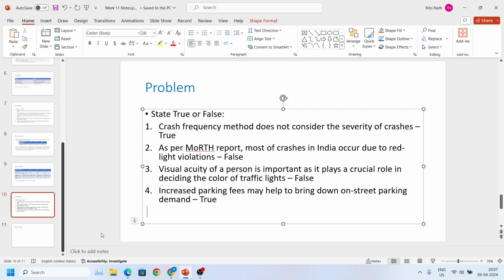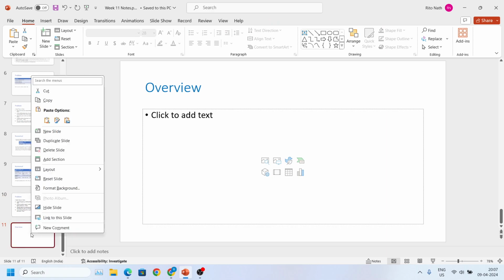So now let's solve a few more numericals. I think those are relevant, and you might find them in the assignment. The first one is related to the EPDO method and black spot analysis. So let's solve that numerical.